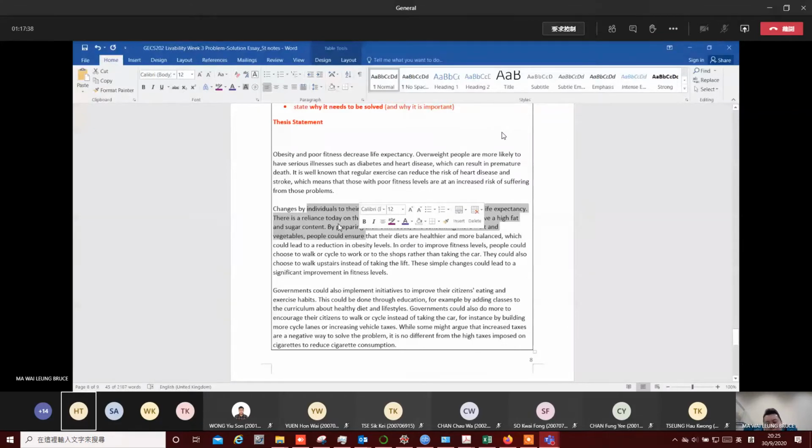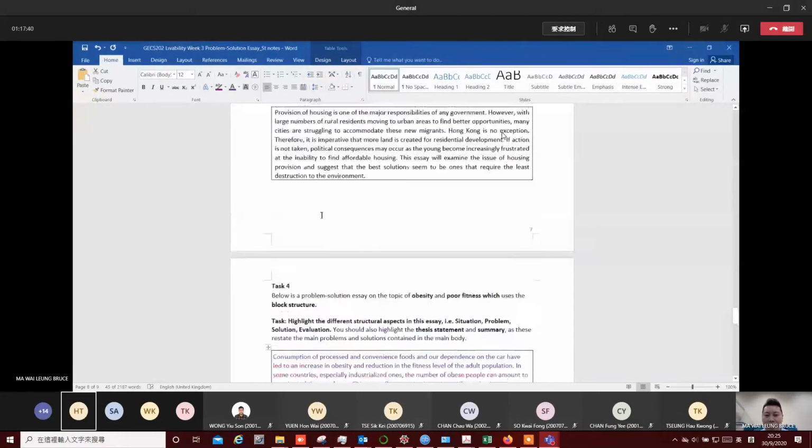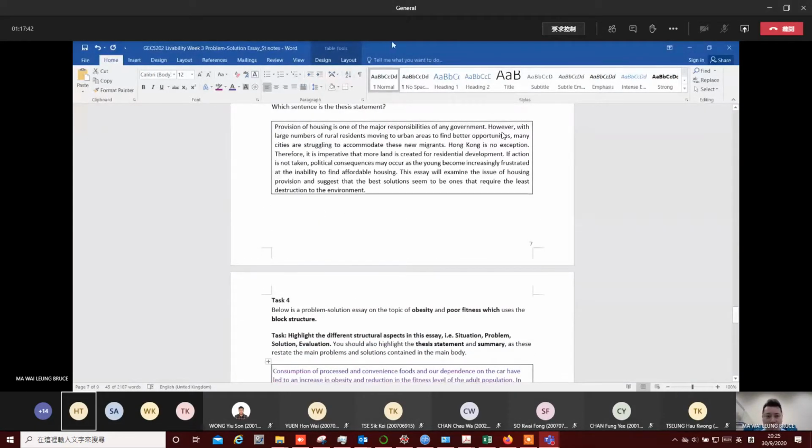Another pattern 3. All right, so that's enough about a problem-solution essay. I don't want to cover that. Okay, continue to do it because I have something else for you.